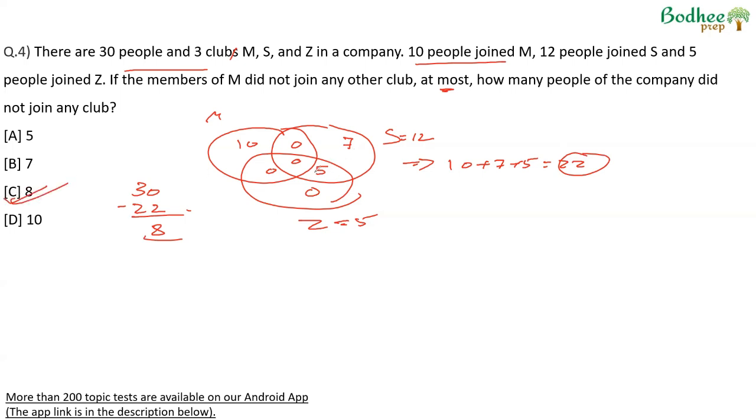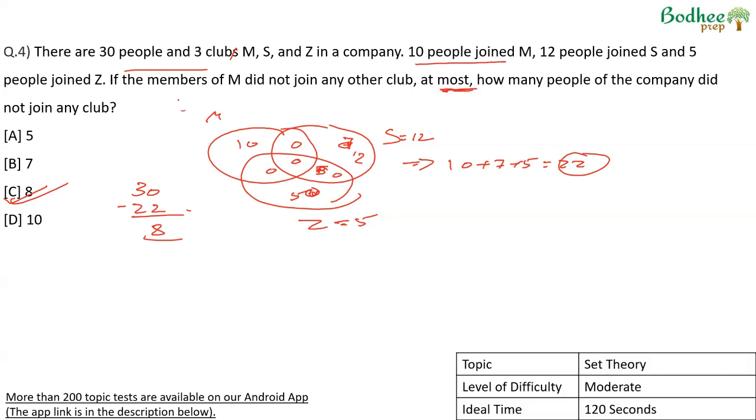If we wanted to minimize it, what we could have done was put 5 people here, 12 people here, made this a 0. In this case, as you can see, the number becomes 27. So that would give us the minimum number who would not join clubs. But here we have to maximize the number of people, and that becomes 8. In terms of level of difficulty, I'd say moderate level of difficulty, solving time about 2 minutes.